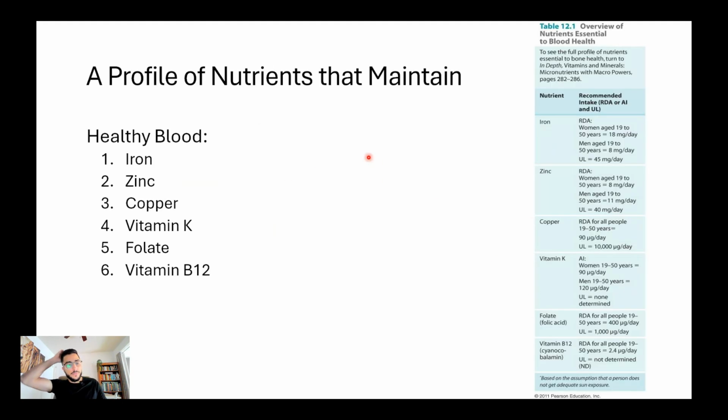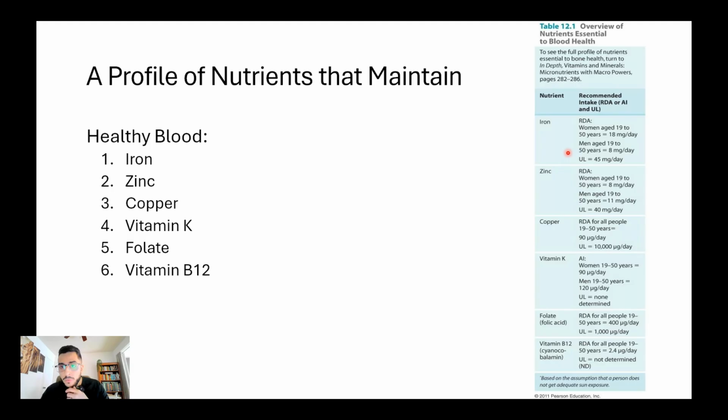Okay, and so again, to go over the nutrients, because we're interested in nutrition to maintain health. In this case, we're talking about nutrients that are important for blood health, and obviously there are a few of them. And like we did in the previous lectures, I'll just cover a few of them just to give you an idea of how we think of the nutrients in terms of blood health. Okay. So iron, zinc, copper, vitamin K, folate, and vitamin B12 are all important for blood health. And if you're interested in the RDAs, you can take a look at this slide here.